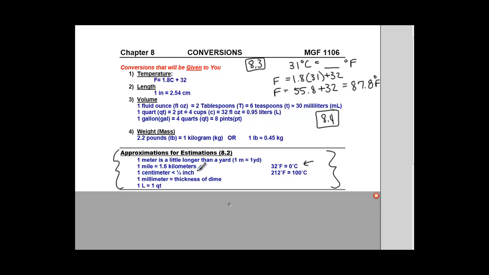A centimeter is less than an inch. A millimeter is the thickness of a dime. A liter is approximately a quart. And then for temperature, 32 degrees Fahrenheit is the same as 0 degrees Celsius, the freezing point of water. And then 212 degrees Fahrenheit is equal to 100 degrees Celsius, the boiling point of water.